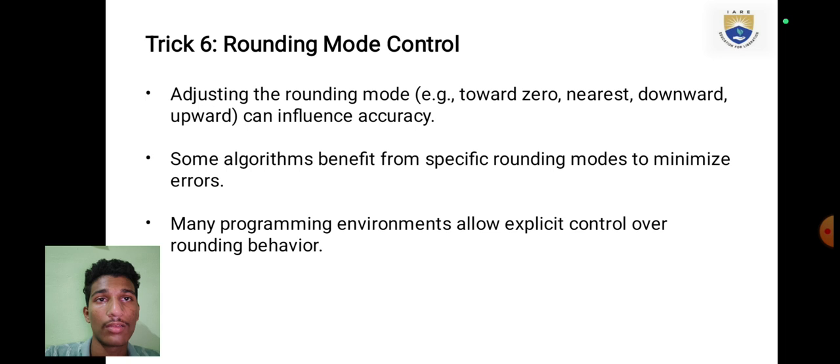Trick 6. Rounding mode control. Adjusting the rounding mode, for example toward zero, nearest, downward, upward, can influence accuracy. Some algorithms benefit from specifying rounding modes to minimize errors. Many programming environments allow explicit control over rounding behavior.